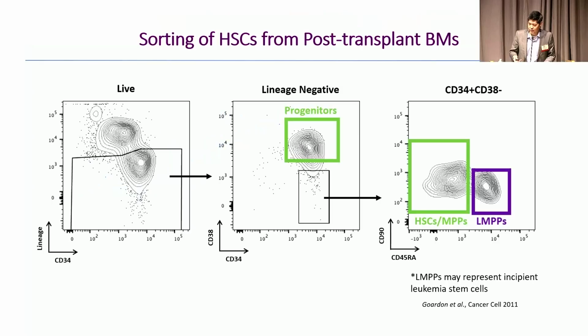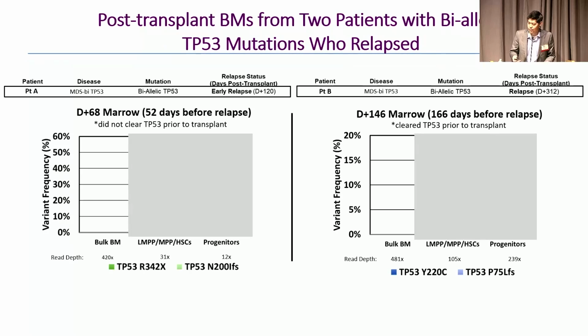So we think the efficiency of conversion of sorted cells to sequenced library is quite high, so we went on and applied this to post-transplant bone marrows. This is simply showing how we sort HSCs from human samples. We initially didn't know how sensitive our assay would be, so we combined HSCs and MPPs. We now separate them out. We always set aside LMPPs because in many patients these may represent an incipient leukemia stem cell, even MPPs in some samples. So these are the first two patients we looked at.